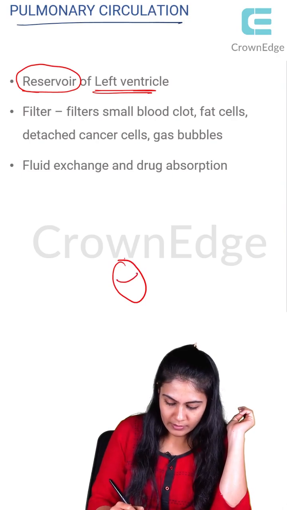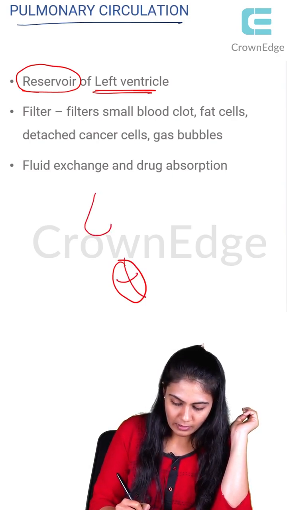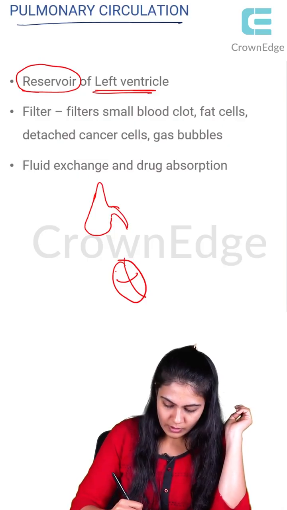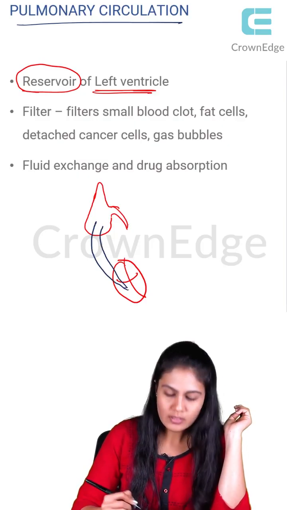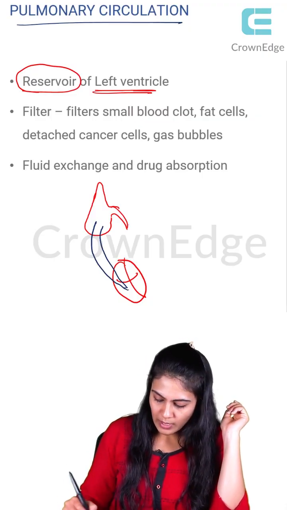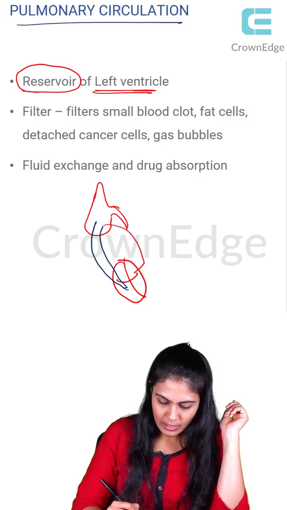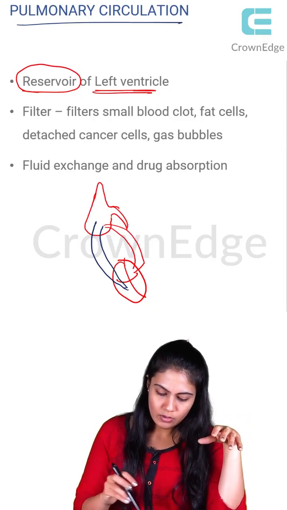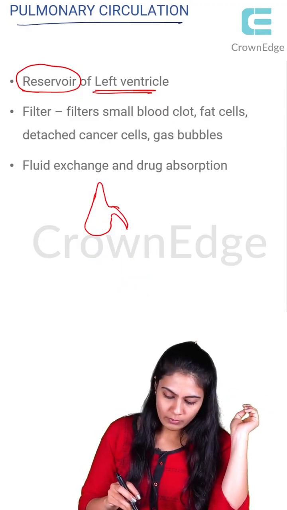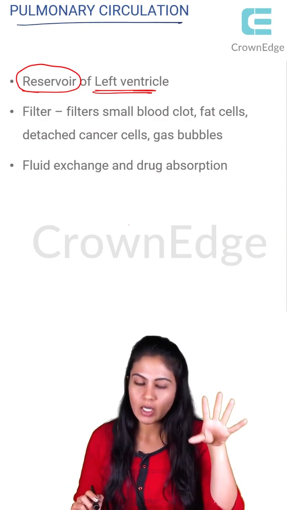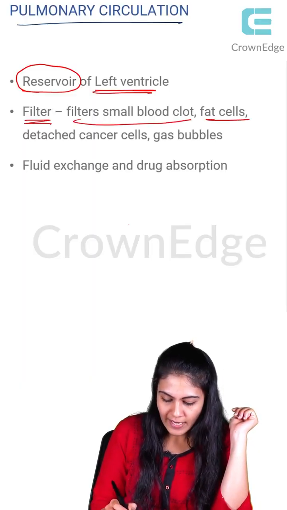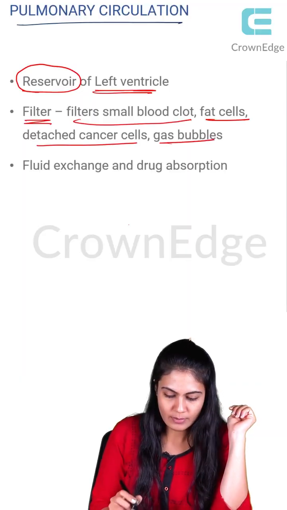So suppose this is the heart, right, and this is our lungs, right? So what is going to happen? Whatever amount of blood is coming into this right ventricle, all of that blood is going to go into the lungs, right? And once it is oxygenated, it is going to come back to the left atrium, and this is connected in series, right? So one after another, all the blood coming to the heart will go into the lungs, right? Then it filters the small blood clots, fat cells, detached cancer cells and gas bubbles, right?